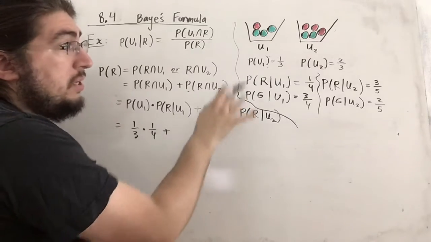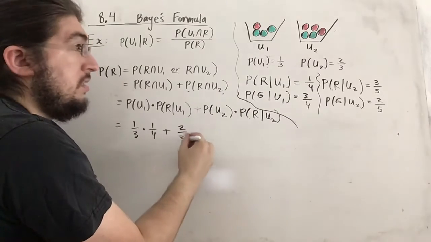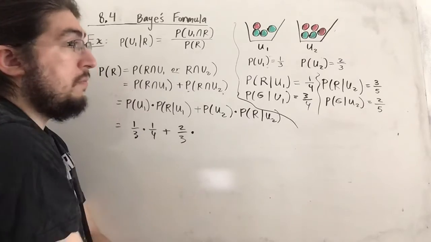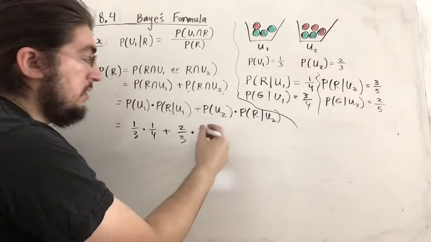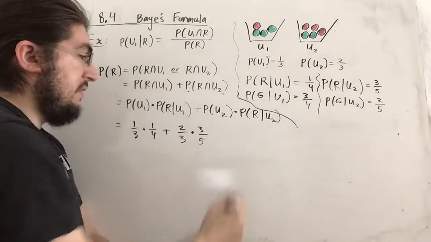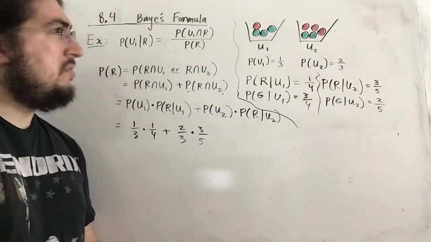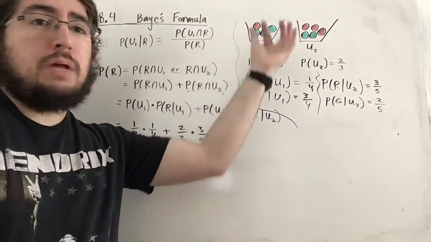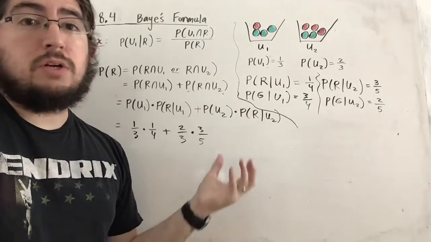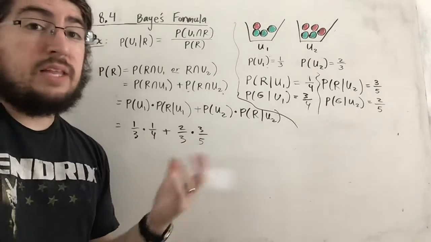Plus, the probability it's in urn 2 is 2/3, multiplied by the probability that it's red, given that it was in urn 2, which is 3/5. So it's almost exactly what I said at the very beginning. Just find the probability of each one and multiply them by each of their likelihoods of being in those urns, add those together, and that's your result.